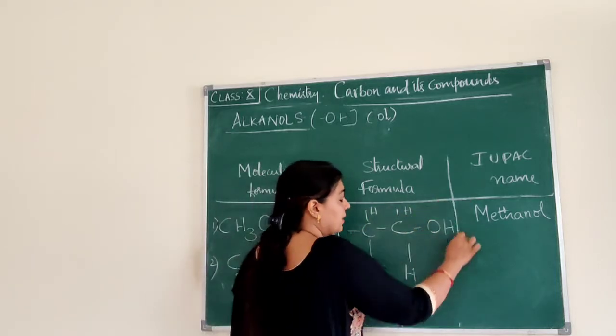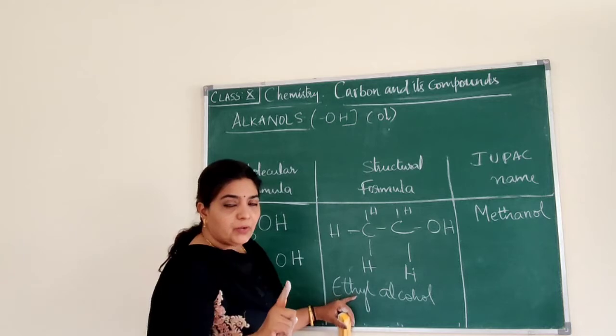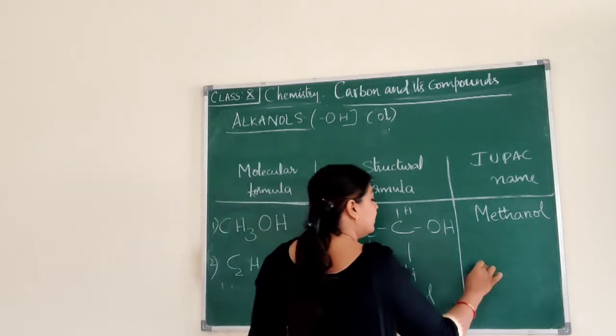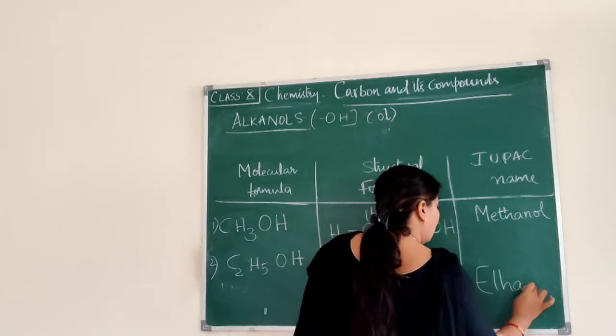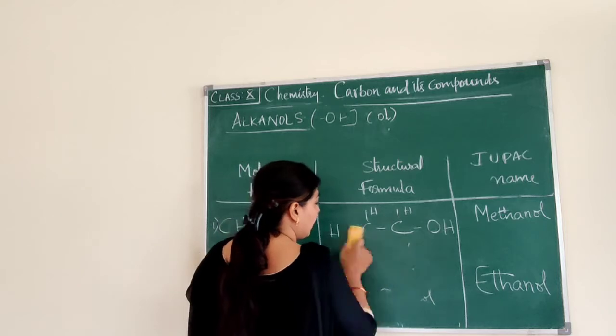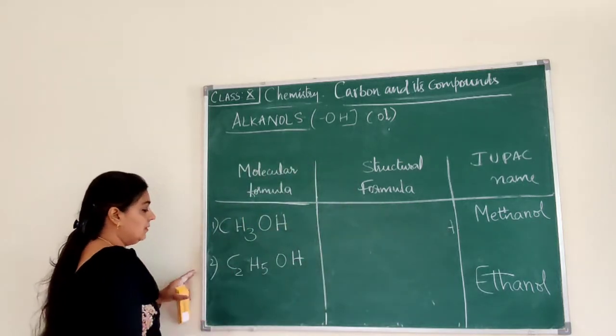So what will be the IUPAC name? As I told you, you have to take the word root and add the suffix OL, and you get ethanol. So this is for ethanol. Now, can we do the next one?